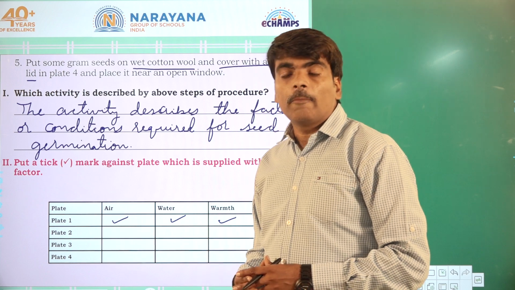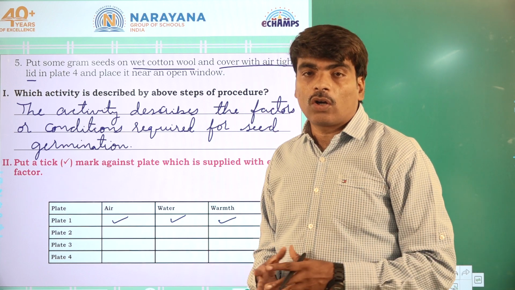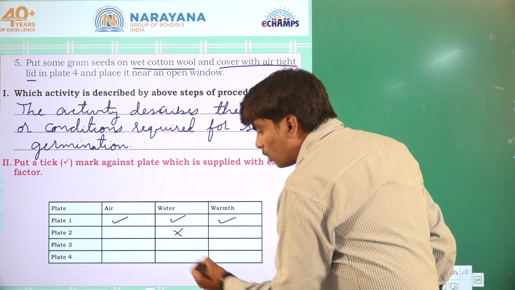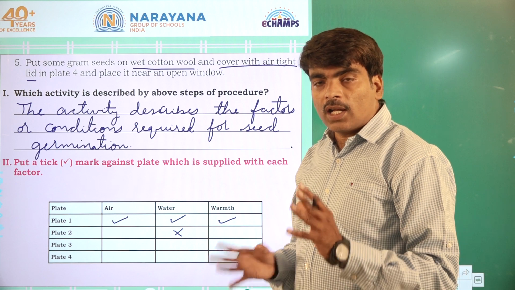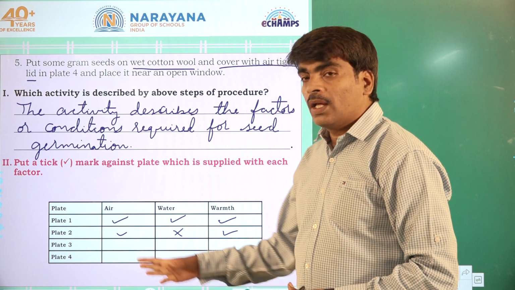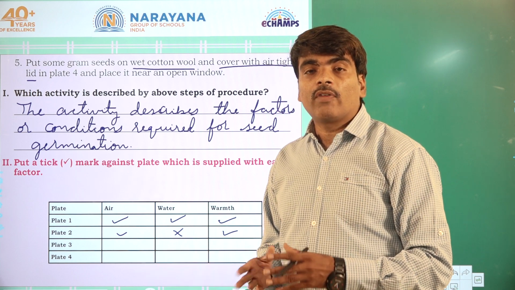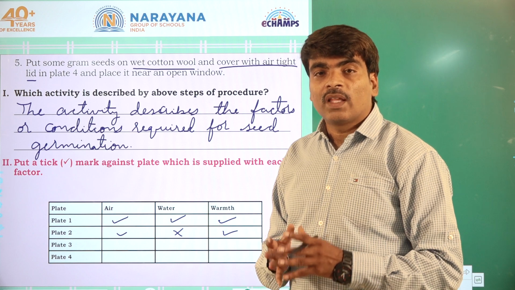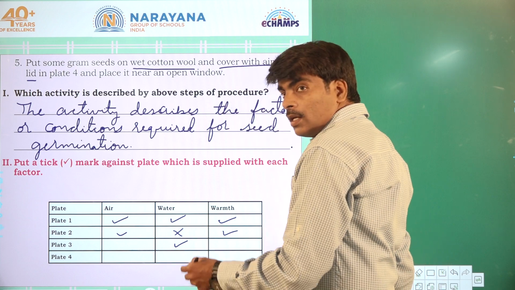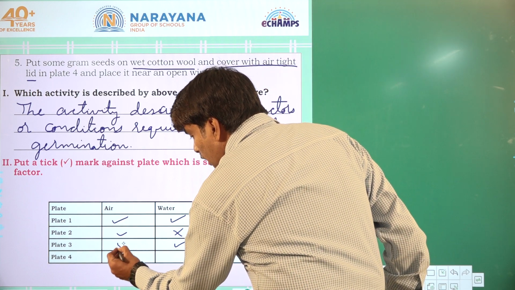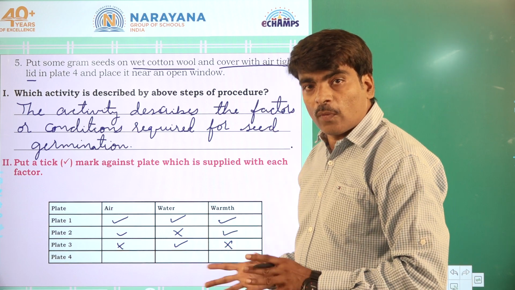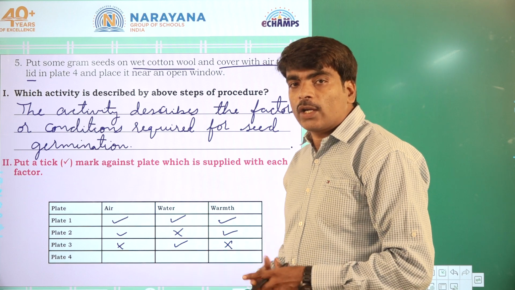Now plate 2, we are taking some dry cotton wool. It means that water is not provided to it. We are placing it near a window, it means it is receiving air as well as warmth. Plate 3, it is having wet cotton wool and placed in a refrigerator. It means it is receiving water. Yes, it is not receiving air as well as warmth. It is closed in a refrigerator. Moisture is present, but there is no air and sunlight or any other warmth.